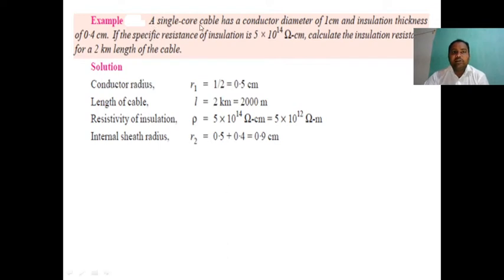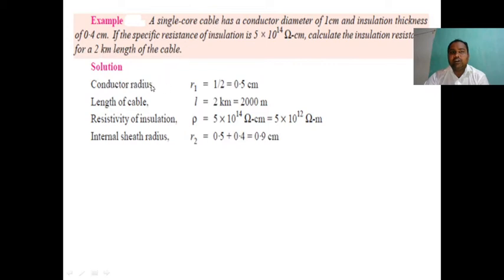A single core cable has a conductor diameter of 1 centimeter and an insulation thickness of 0.4 centimeter. So, the conductor diameter is 1 centimeter, so the radius is d by 2, 1 by 2. The insulation thickness given is 0.4 centimeters. The specific resistance of insulation is 5 into 10 power 14 ohm centimeter. Calculate the insulation resistance for a 2 kilometer length of cable.